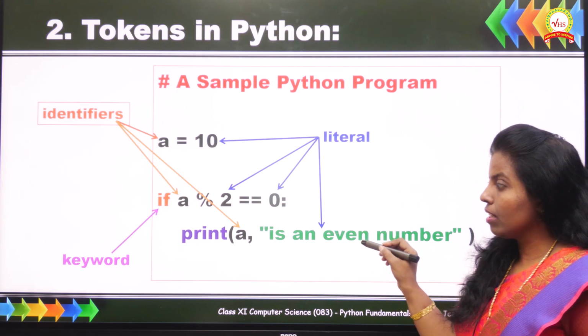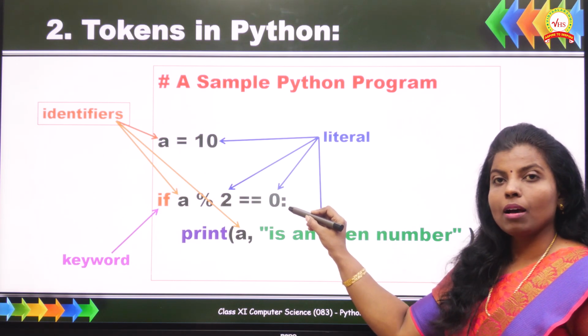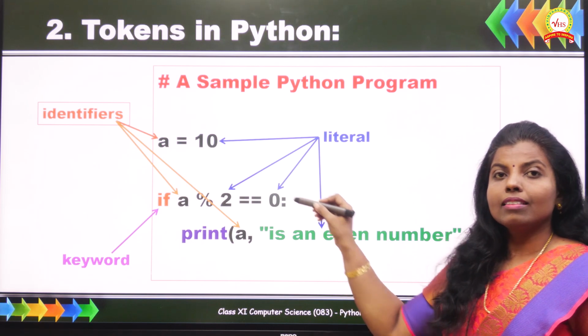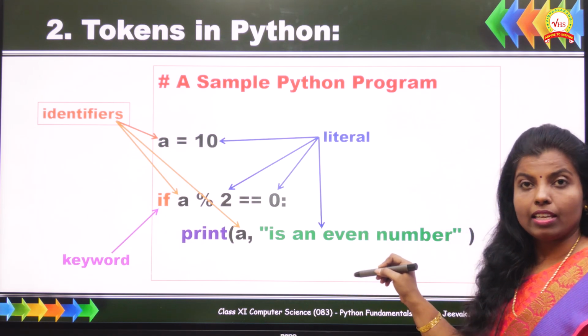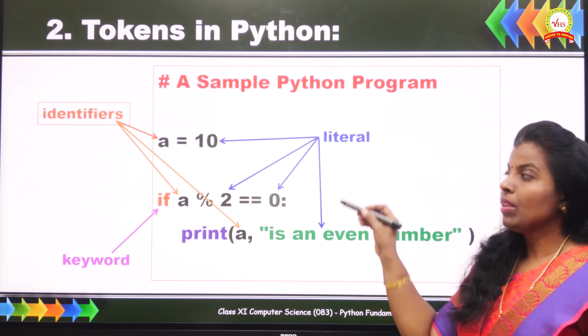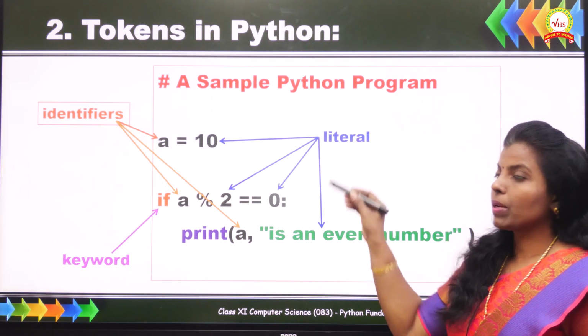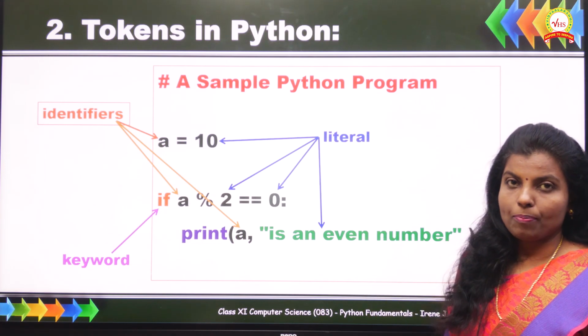String literal is one kind of value. Here numbers are one kind of values. They never change their value during the program run. These are the literals present in this sample Python program.